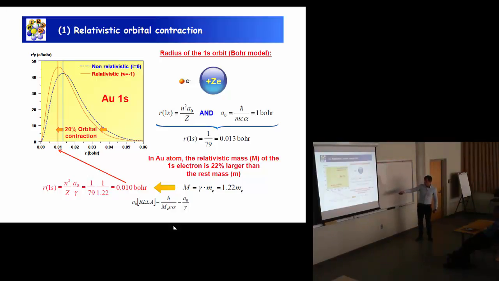By doing so, you will obtain 1 divided by 79 times 1.22, and it will give you this value, which is 0.01 Bohr. So you see that you go from the non-relativistic Bohr model to the relativistic Bohr model. We change the position; you have an orbital contraction. If you do the same now, doing a scalar relativistic calculation with WIEN2k, you see that your maximum is also changing and corresponds to the Bohr model. So this is simply an orbital contraction, because this 1s electron around the gold nucleus is so fast that it goes in this way. You have to fight against this effect.